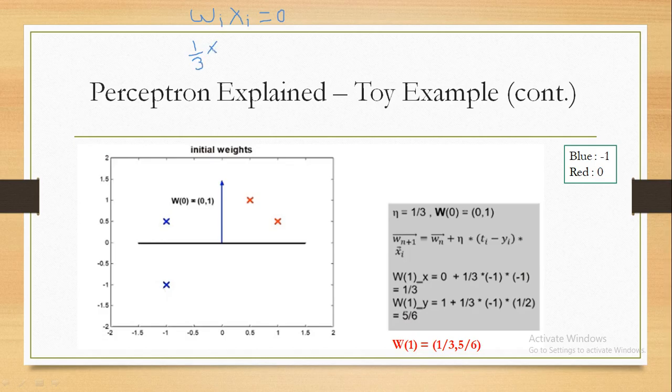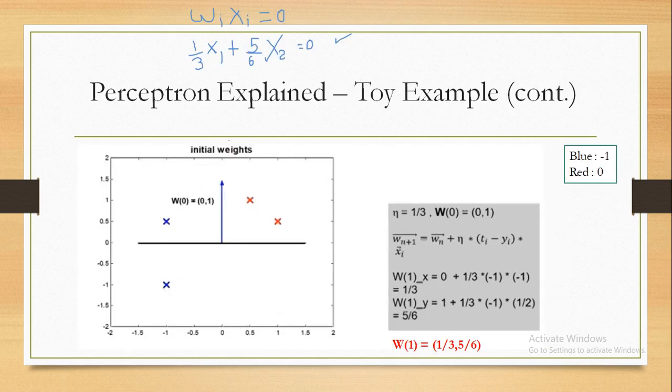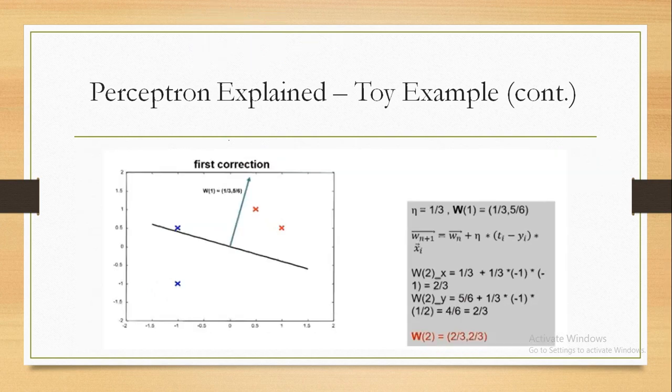So what do we get? 1/3 x1 plus 5/6 x2 equals 0. That's a line formula. There is a new line, 1/3 x1 plus 5/6 x2 is equal to 0. We just improved our model. This is the new model. It is a line. Our earlier horizontal line is now a slightly oblique line. Why? Because of this formula. Okay, now guys, which point had we already checked?